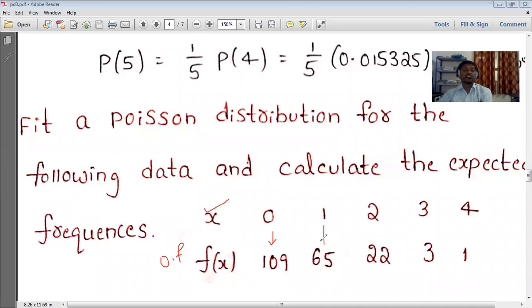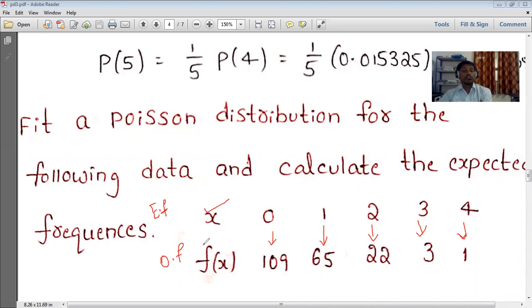At x is equal to 0, the frequency is 109. At x is equal to 1, at x is equal to 2, and at x is equal to 4, the frequency is 1. So these we call observed frequencies. But we are going to calculate expected frequencies. Fitting is nothing but calculating expected frequencies which may be nearer to the observed frequencies. That only we are saying: theoretical distributions, or probability distributions.